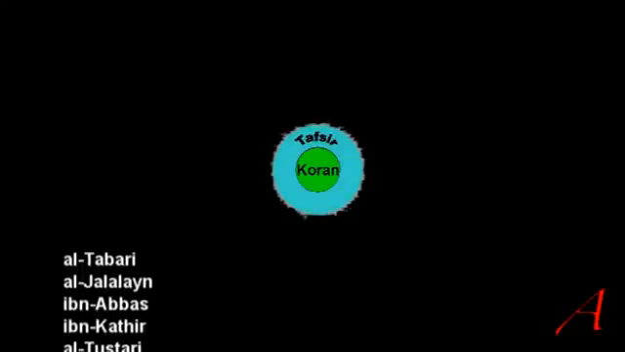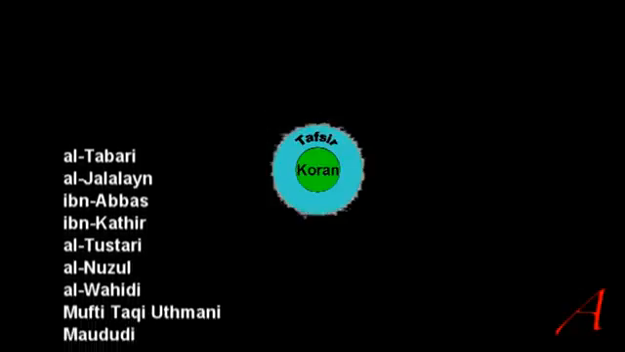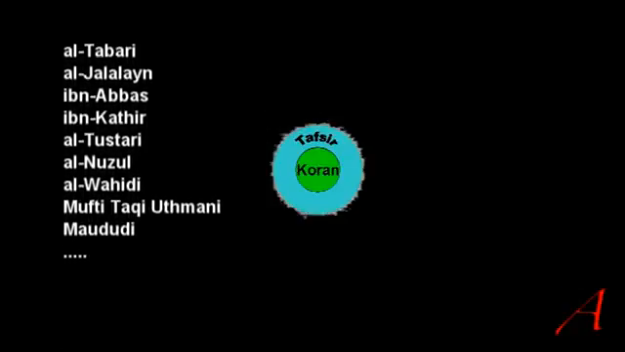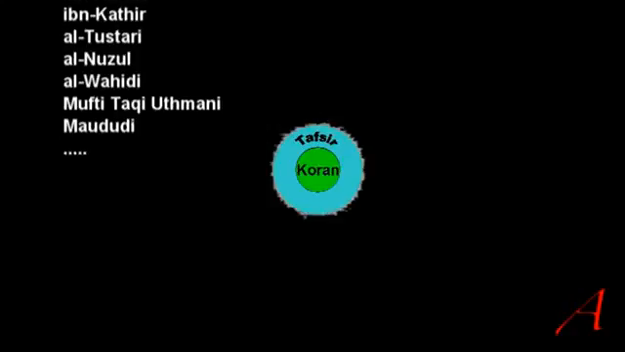The Quran text is accompanied by several explanatory texts, the tafsirs. They were mostly written between the 9th and the 15th century by people such as Al-Tabari, Al-Jalalain, Ibn Abbas, Ibn Kathir, Al-Tustari, Al-Nazul, Al-Wahidi, Mufti Taqi Utmani, Maududi, etc.